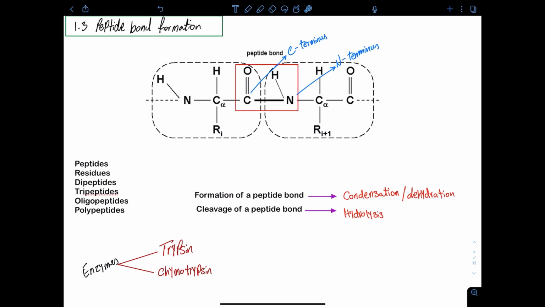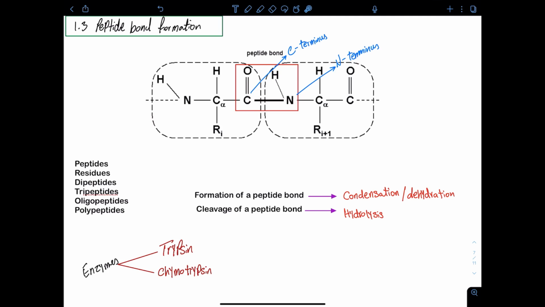And we have different types of peptides. We have polypeptides and oligopeptides. Oligopeptides are peptides that have less than 20 amino acids in them. Polypeptides, on the other hand, are peptides that have more than 20 amino acids.